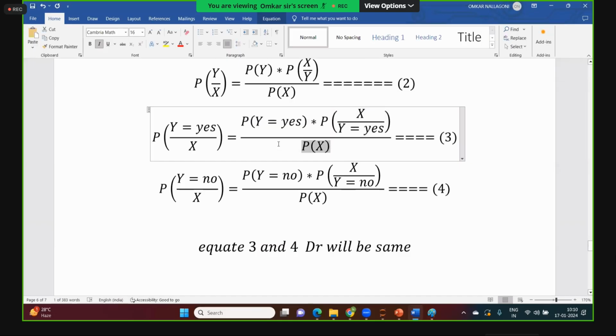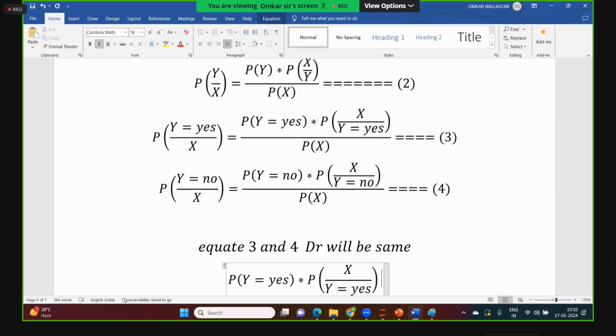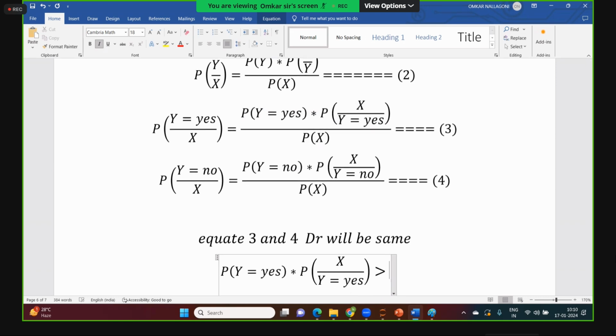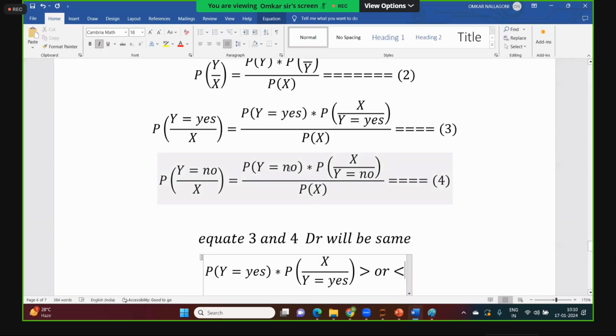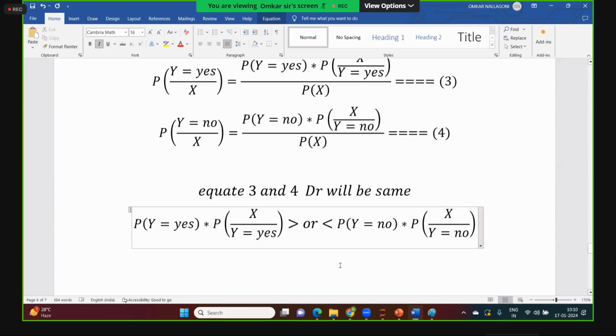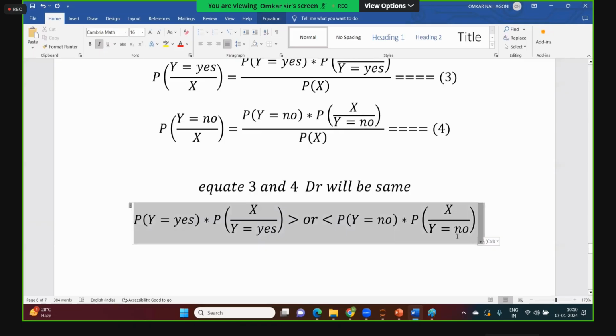Easily. So finally, in the formula, you will compare this one with this one, greater than or less than. The comparison will be like this. Whichever is the highest one, that is your answer. Simple. So this is the final thing you need to find out.